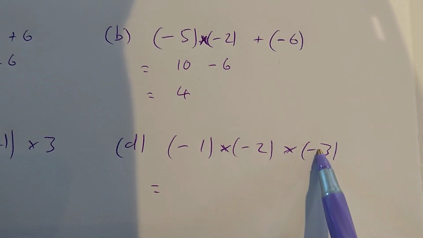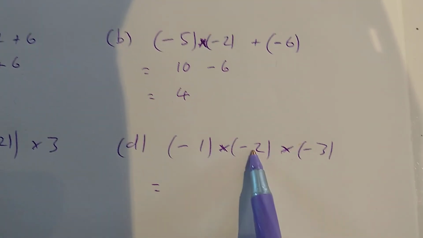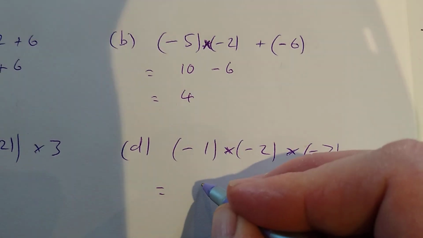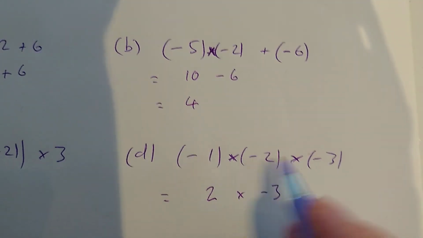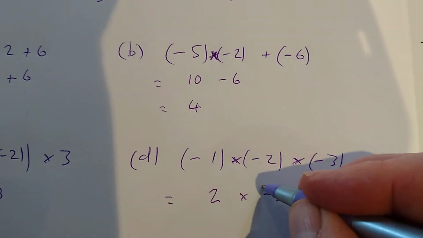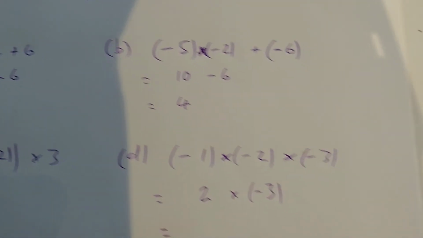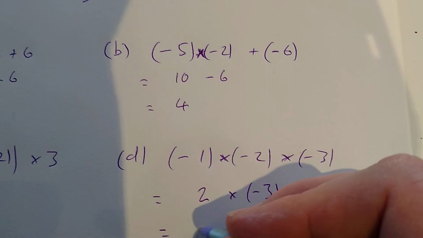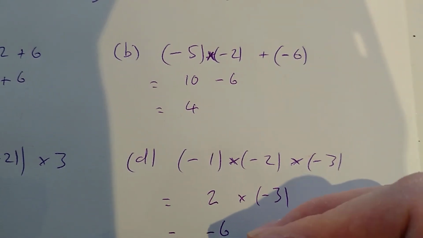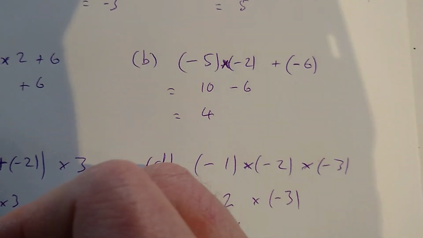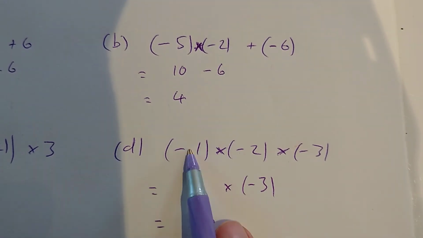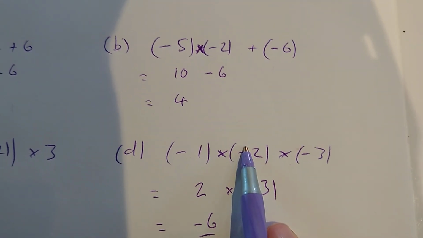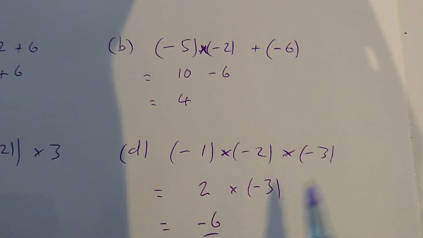-1 times -2 times -3, right? So we'll do -1 times -2 first. Negative times negative is a positive. So 1 times 2 is 2. Still got to multiply by -3. So 2 times -3 is -6. Okay, so we needed to do those bits individually. So work out here, negative times a negative gives a positive, multiplied by a negative again is a negative.